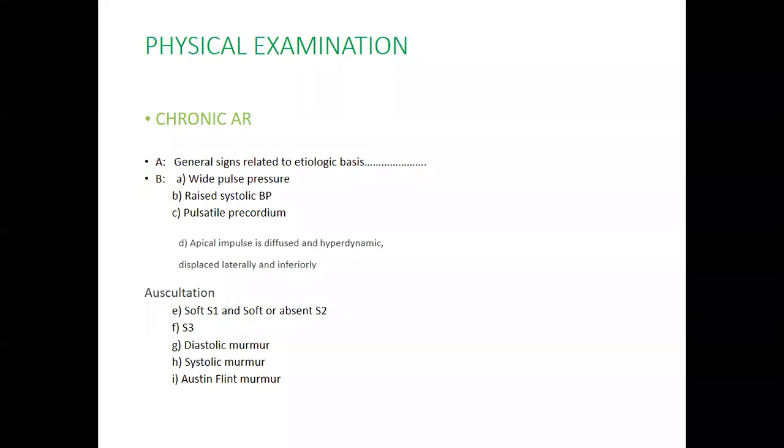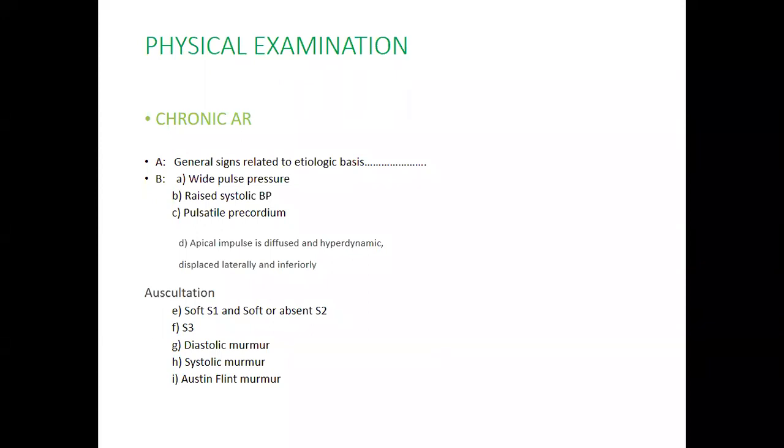In case of chronic AR, usually the signs develop according to the etiology, with gradual onset of symptoms. If you examine these patients for signs of aortic regurgitation, in the pulse you will find a wide pulse pressure, and you can have a raised systolic blood pressure.